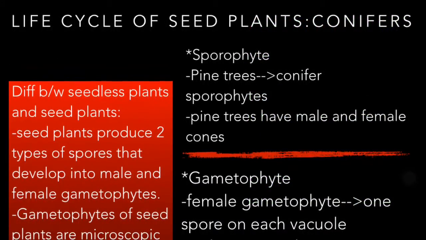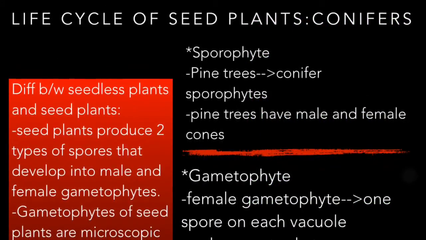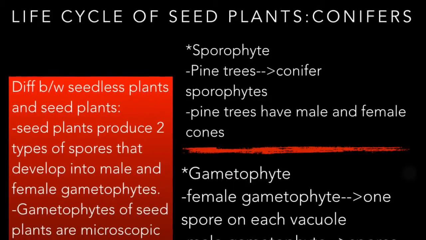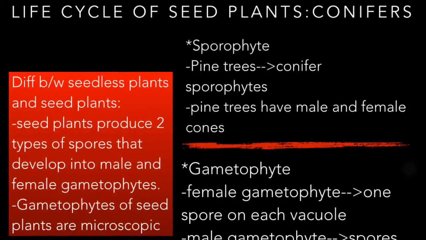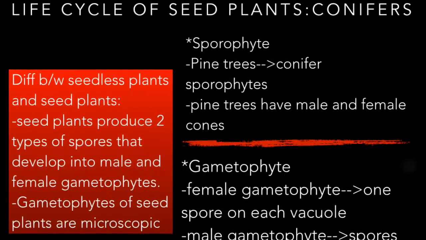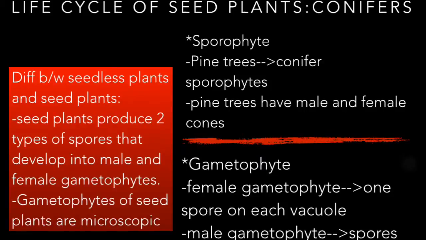Life cycles of seed plants, conifers. Difference between seedless plants and seed plants. Seed plants produce two types of spores that develop into male and female gametophytes. Gametophytes of seed plants are microscopic.